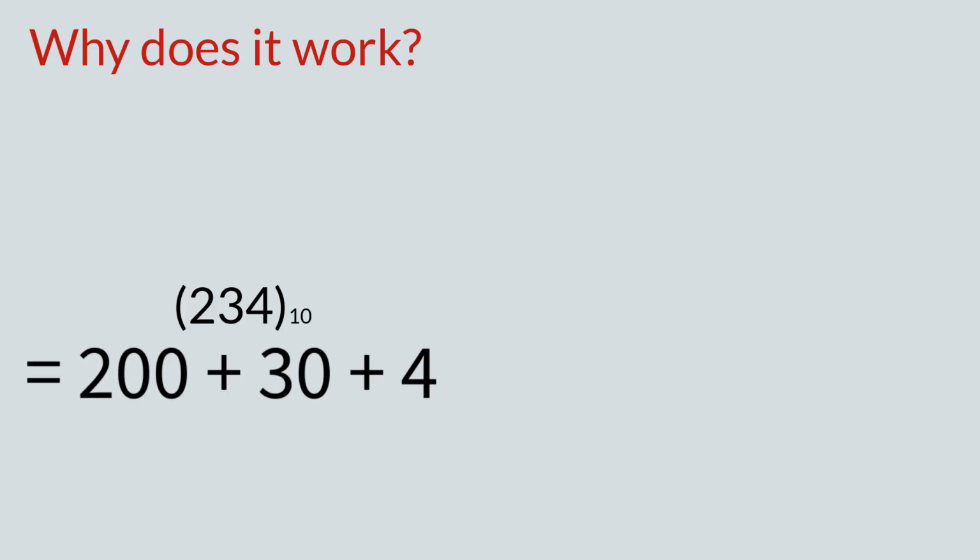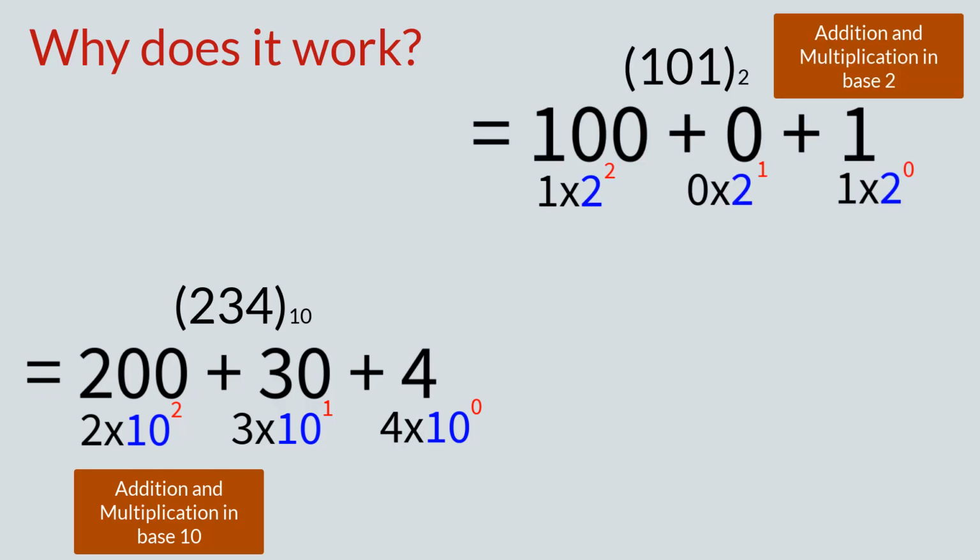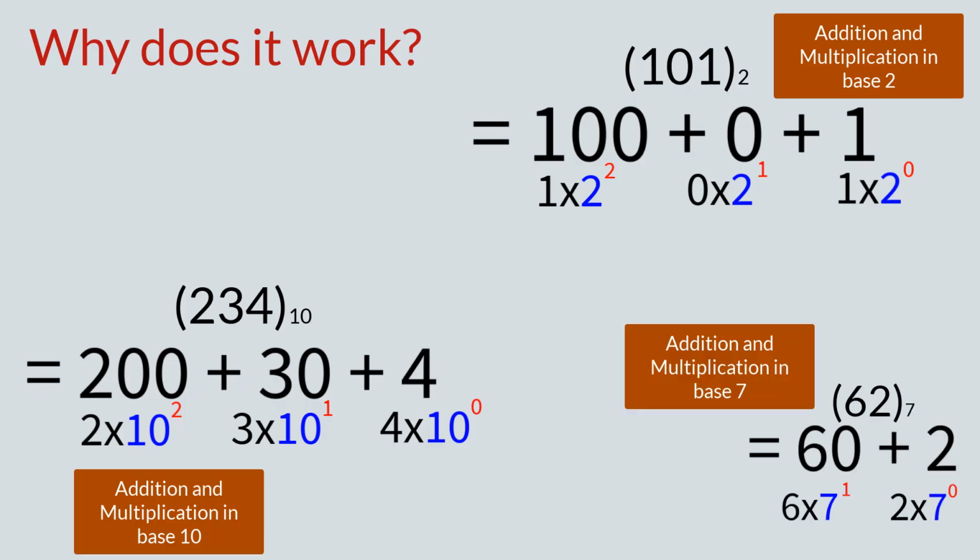The reason why this works is that every positional number system follows the same pattern. For example, in base 10, the number 234 means it comprises 2 hundreds plus 3 tens plus 4 ones. That is the same thing as 2 multiplied by 10 to the power of 2 plus 3 multiplied by 10 to the power of 1 plus 4 multiplied by 10 to the power of 0. Other bases work in exactly the same way. In base 2, the place values are powers of 2. In base 7, they are powers of 7. In base 16, they are powers of 16.